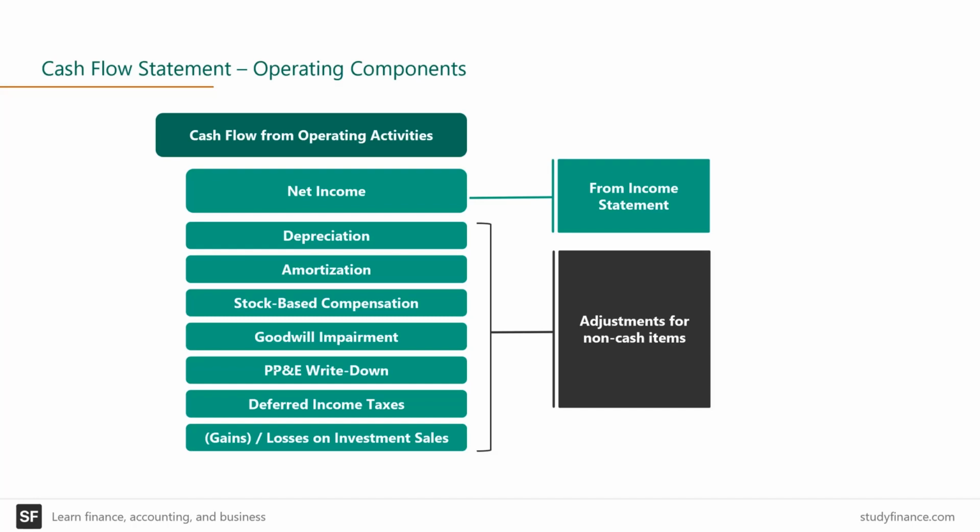For example, if an investment was bought for $100 and then was subsequently sold for $90, then there will be a loss of $10. This loss will actually be added back under cash flow from operating activities. But the sale of $90 right here would actually be recorded under cash flow from investing activities.